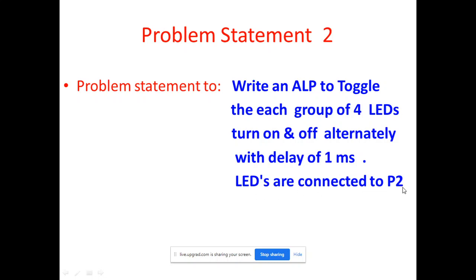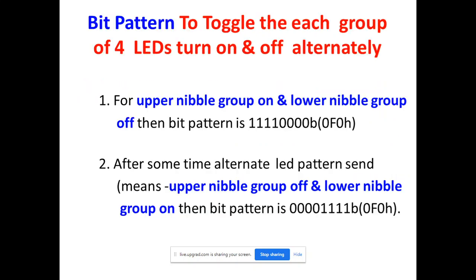And these LEDs are connected to P2. Now I want to make a modification within the algorithm as per my problem statement. My problem statement is what? I want to toggle each group, that is lower nibble and upper nibble, alternately. Now first I want to calculate the bit pattern as per this problem statement. As per my first problem statement, the upper nibble is on and the lower nibble is off. According to that, 1 is for on, 0 is for off. That's why I am placing here four 1s, meaning your upper nibble becomes on, and you are placing here four 0s, meaning the lower nibble is off.